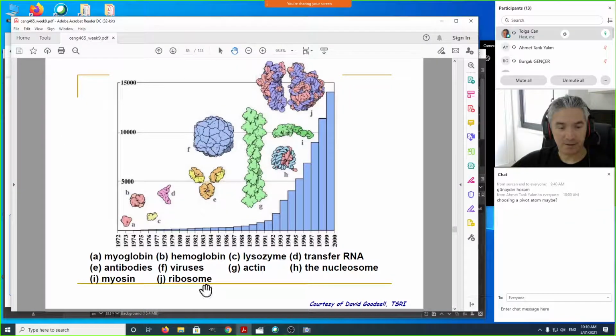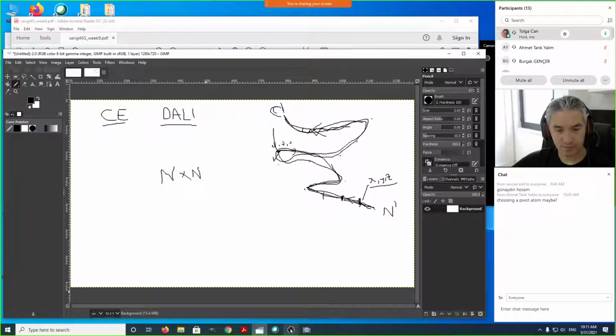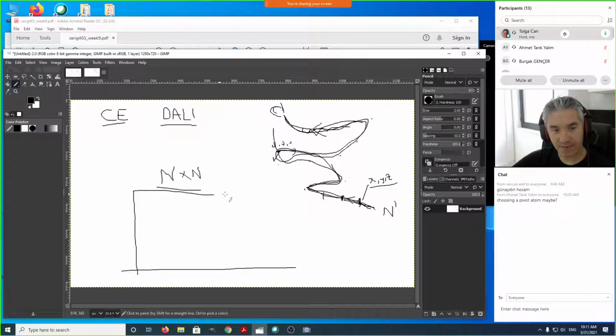So DALI starts with computing this n by n intra-atomic distance matrix. It's something like this. Let's have an n by n matrix in which this is atom 1 or amino acid 1, through amino acid n, for both rows and columns. So this is 1 and n.